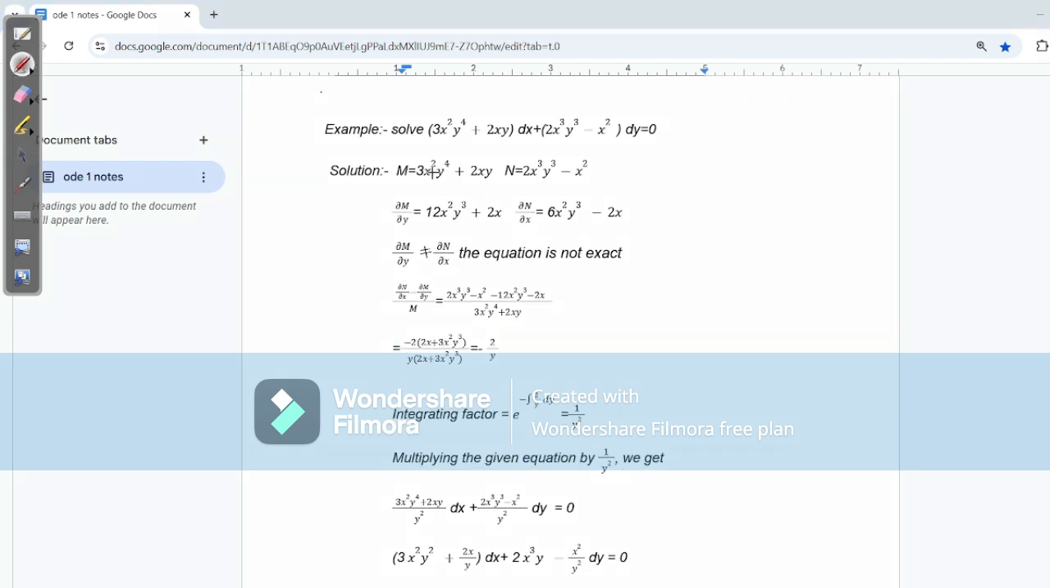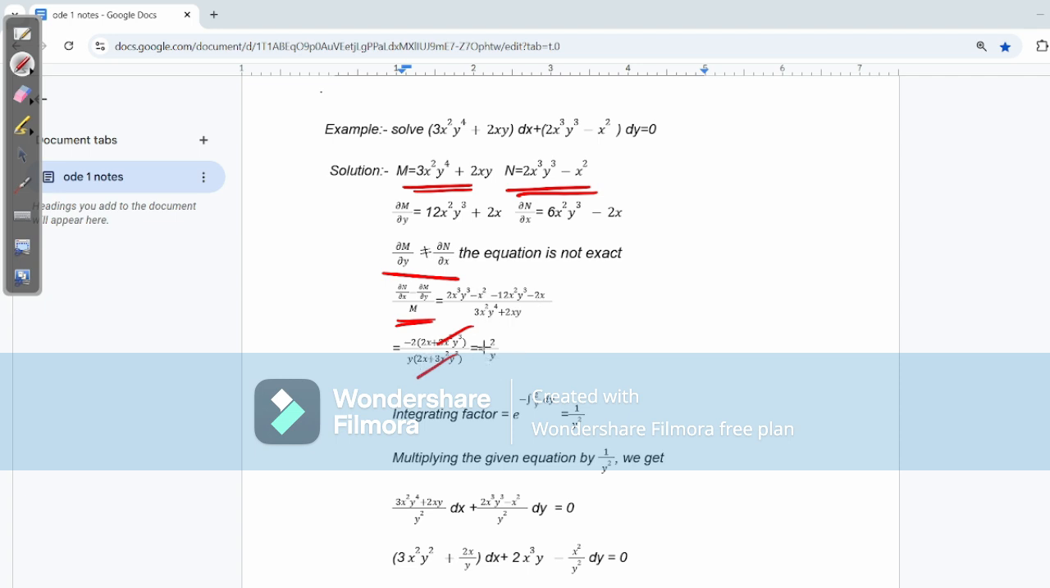So now this is the question which has been given here. Solve (3x square y power 4 plus 2xy) dx plus (2x cube y cube minus x square) dy equals 0. So this is the value of M and this is the value of N. So dou M by dou y is equal to 12x square y cube plus 2x, dou N by dou x is 6x square y cube minus 2x. So dou M by dou y is not equal to dou N by dou x. The equation is non-exact.